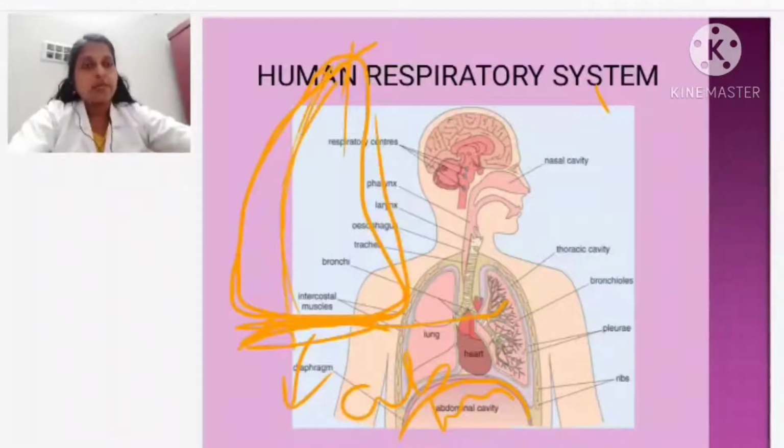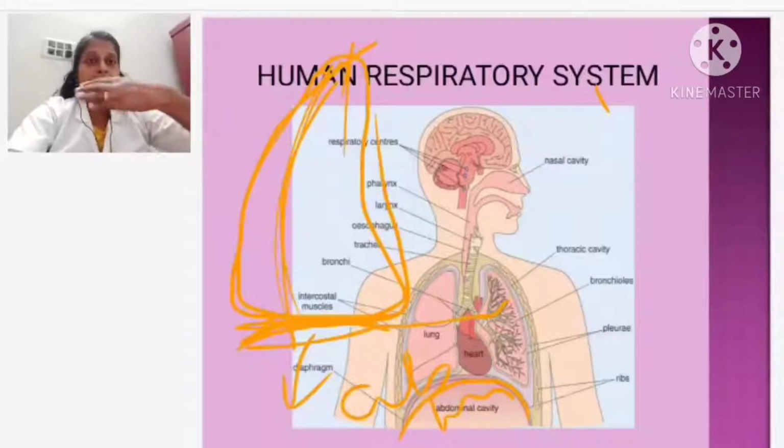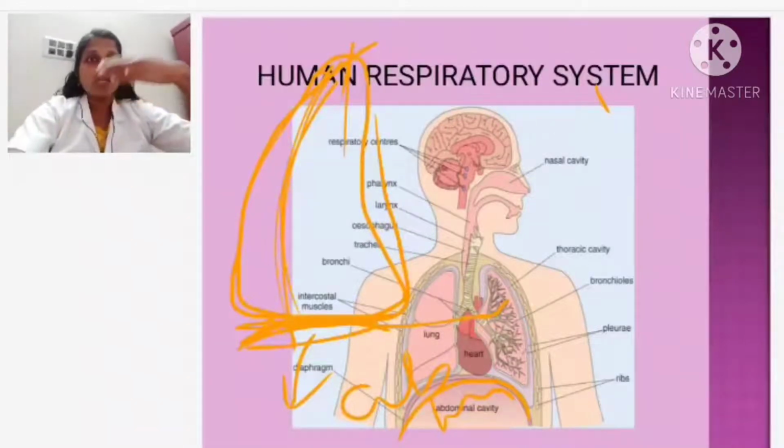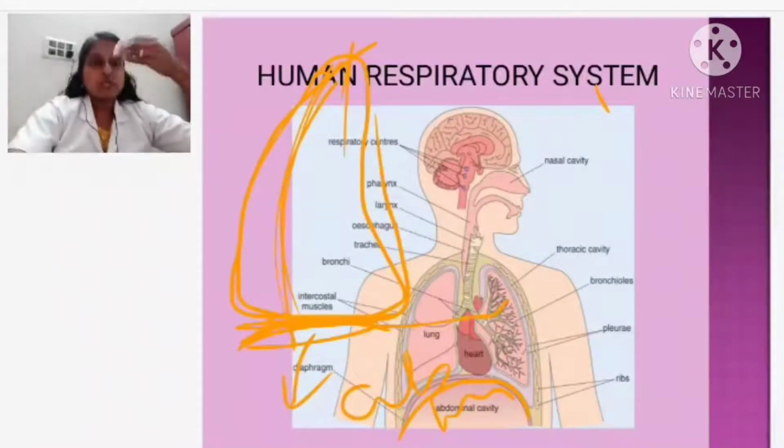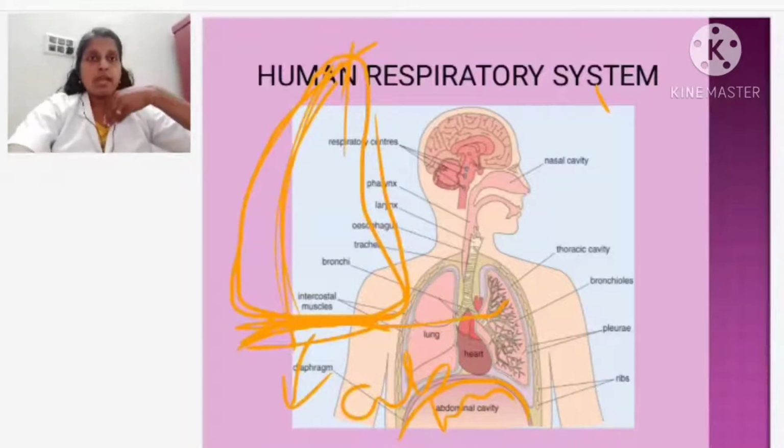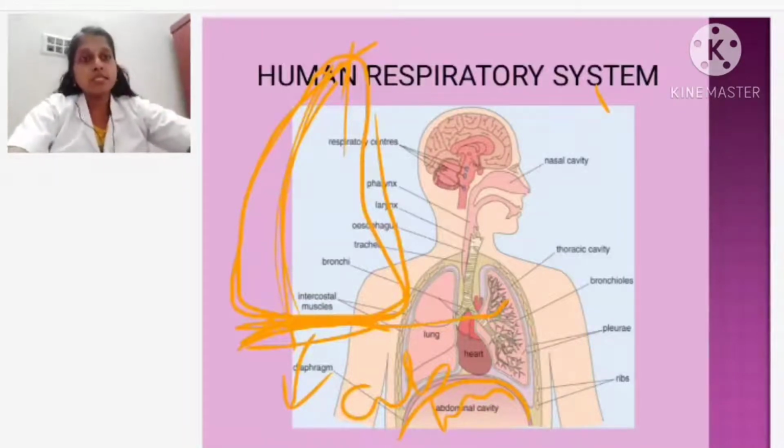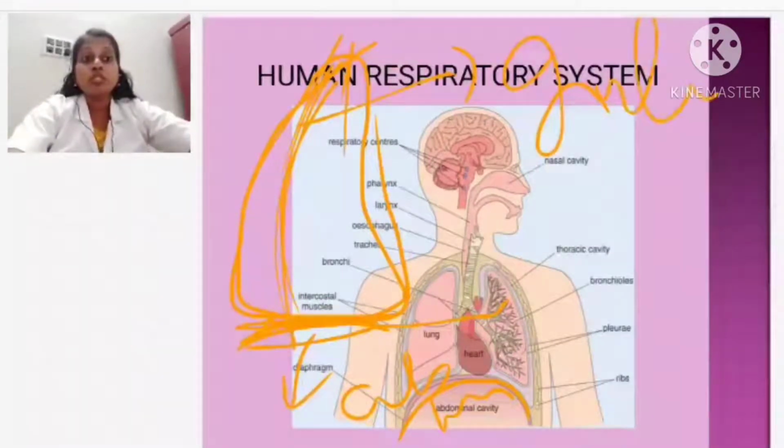In the front part you can find they are attached, means they are having connection with the rib cage. So, this rib cage, the sternum part, the bones, and the lungs, in between there is a set of muscles present, we call it as what? We call them as the intercostal muscles.